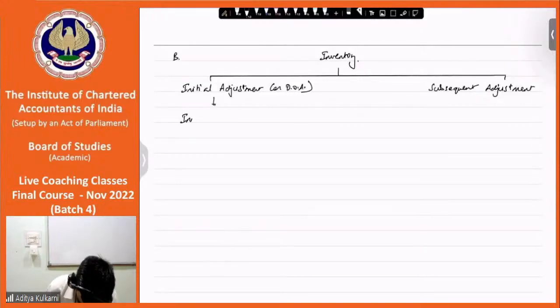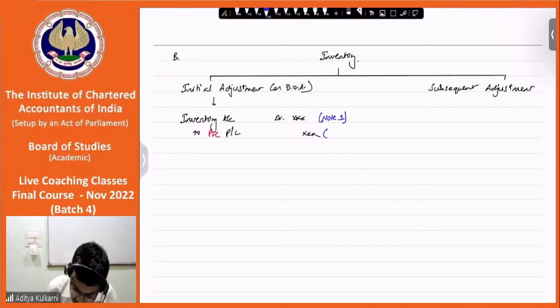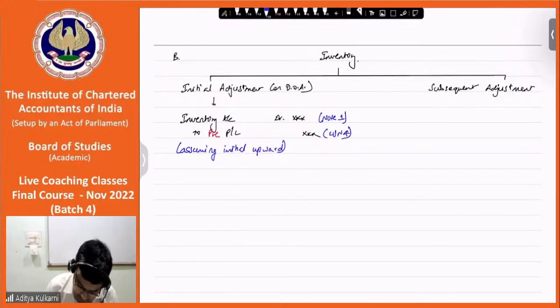Now initial adjustment, it would be inventory account debit to pre-P&L. Where would these items go? Inventory adjustment goes in note 1, whereas pre-P&L item goes in working note number 4. Assuming initial upward.